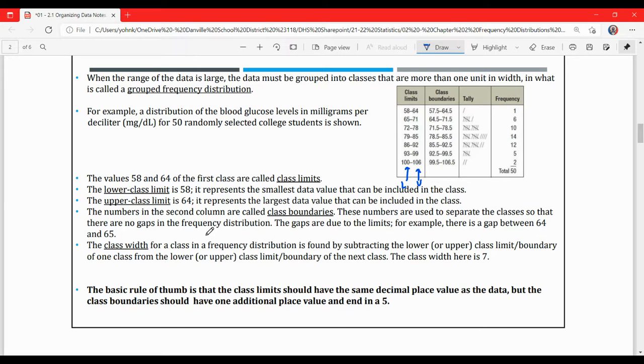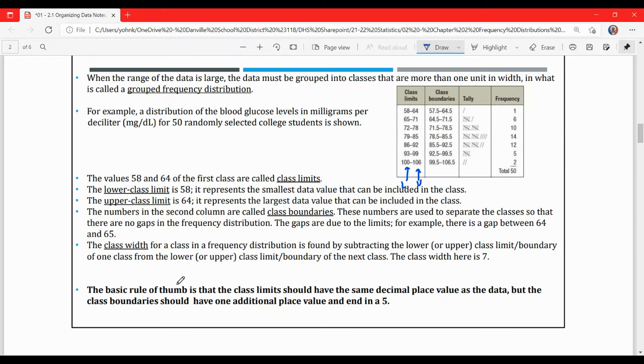The class width for a class in a frequency distribution is found by subtracting the lower or the upper class limit boundary of one class from the lower or upper class limit boundary of the next class. So for instance, if I take 58 and subtract 65, or vice versa, I get 7. Or if I do 79 and 86 subtracted, I get 7. I could also take 71 and 78 and subtract them and get 7, or 92 and 99. So that's called the class width. It's how wide the classes are, not how wide each class is.